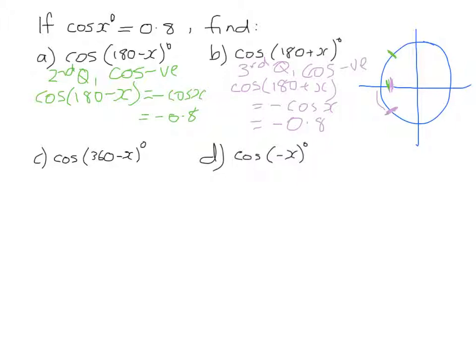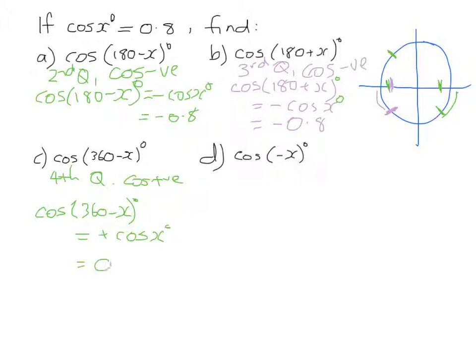Then this third example, 360 take away x. 360 take away x will be down here in the fourth quadrant. Always good to identify the quadrant first. In the fourth quadrant, cos has a positive x coordinate, so cos is positive. So that'll tell us that cos of 360 take away x, and it should be right in these degree symbols everywhere, shouldn't it? Over there. Yep, we'll get there. And that's going to equal just the positive version of cos of x. And that will be equal to 0.8.